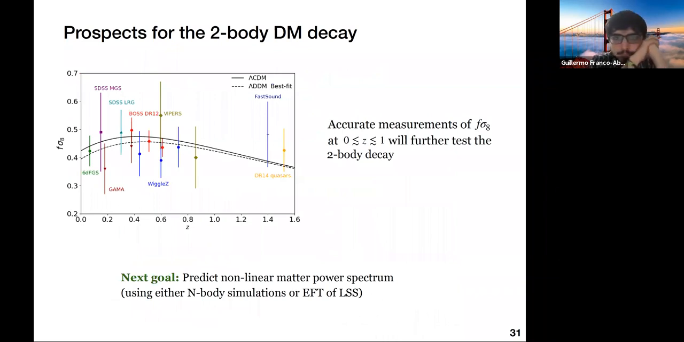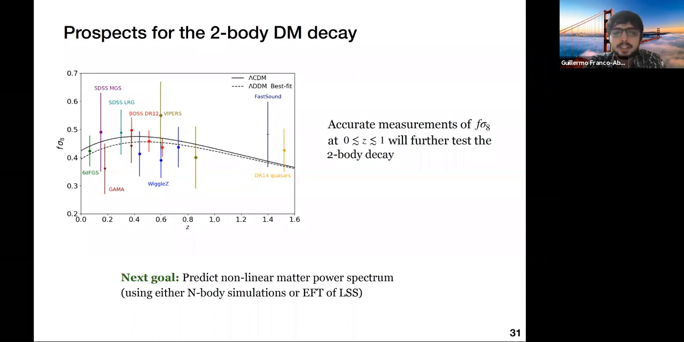Okay, and regarding the prospects of this two-body dark matter decay, here I'm showing the redshift evolution for the growth factor, and I'm showing this for two models. One is lambda CDM, and the other is our best fit decaying model. This is indicated with the dashed lines, and I'm showing this together with several experimental constraints. So what we see is that the current experiments are not able to disentangle between these two scenarios. But future surveys, such as Euclid or LSST, which will measure this quantity with very high precision, will be able to disentangle between these two scenarios.